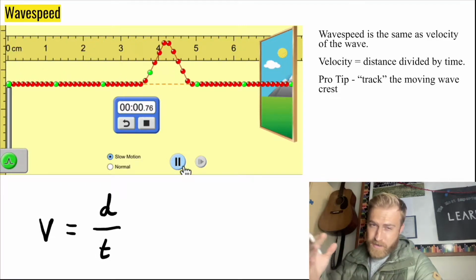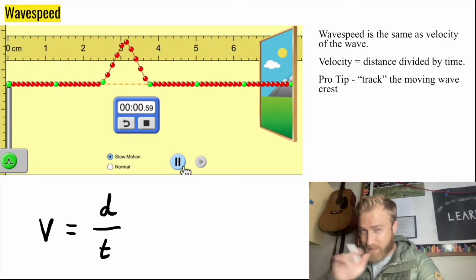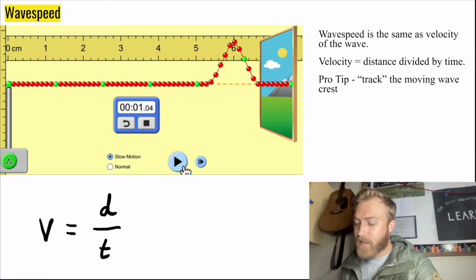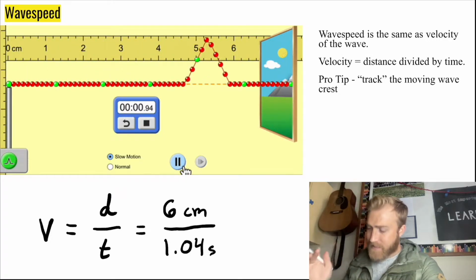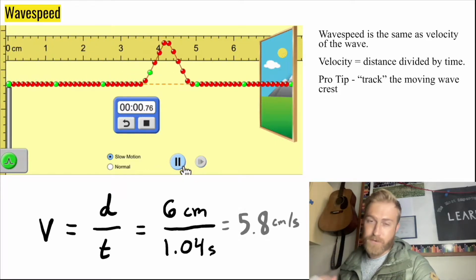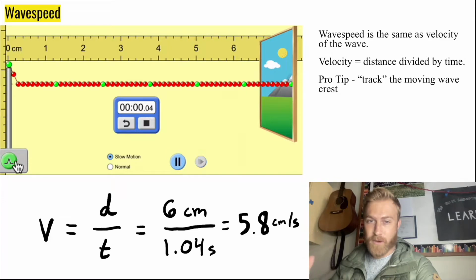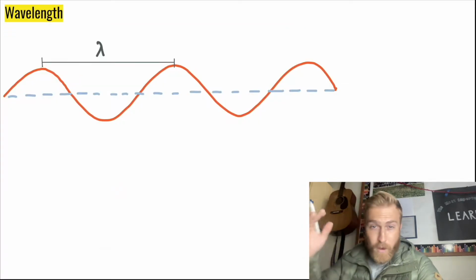So if we have an equation, velocity equals distance divided by time, we'll see how far that wave travels. It looks like it goes 6 centimeters, and it does that in 1.04 seconds. And we do our calculation, we find out that the wave speed is 5.8 centimeters per second. Easy peasy lemon squeezy.